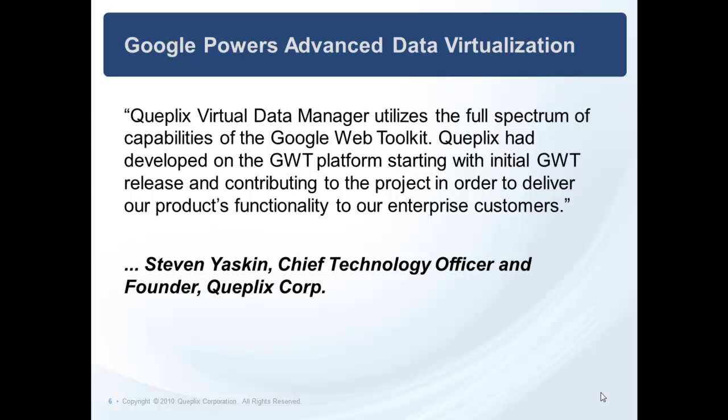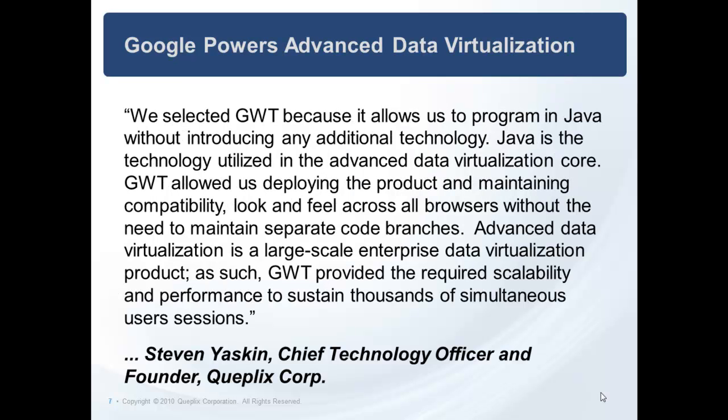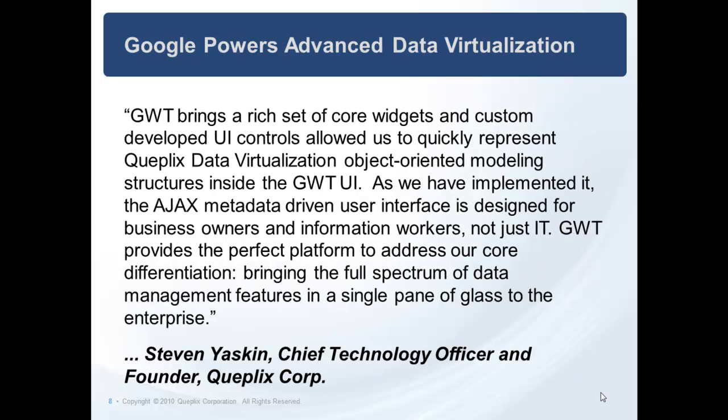Queplix had developed on the GWT platform starting with the initial release, and we contributed to the project to deliver functionality to enterprise customers. We selected GWT because we could use Java and not anything else. It's the core of what we needed to do. We needed the same look and feel, the same kinds of code branches without too much disruption. And GWT gave us the scalability and performance to drive thousands and thousands of user sessions. GWT gave us a rich set of core widgets and custom controls and just much, much more.